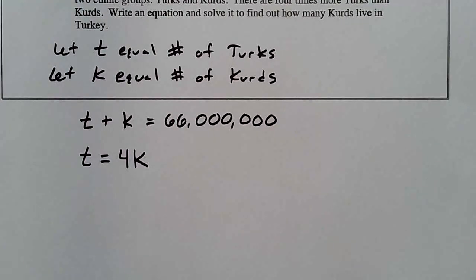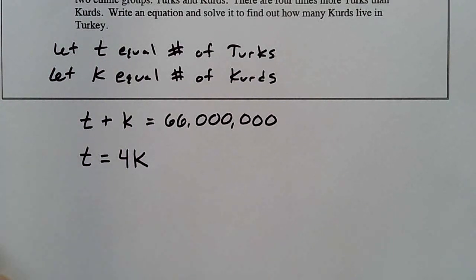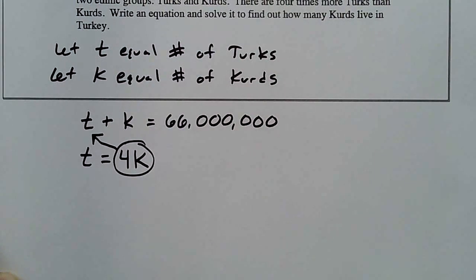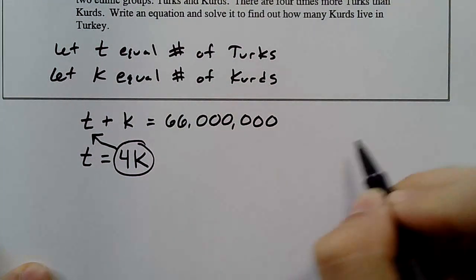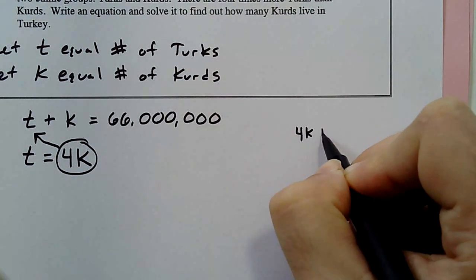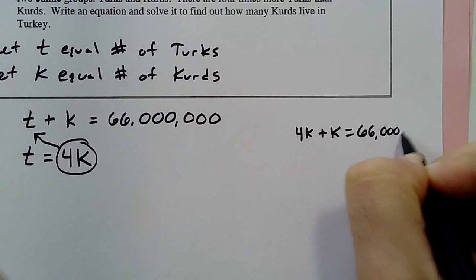We're going to go ahead. It asks us to solve, so we're going to review that. This is a system. I have a variable defined, so I'm going to use substitution. I'm going to take this 4K and plug it in for T in my other equation, giving me 4K plus K equals 66 million.